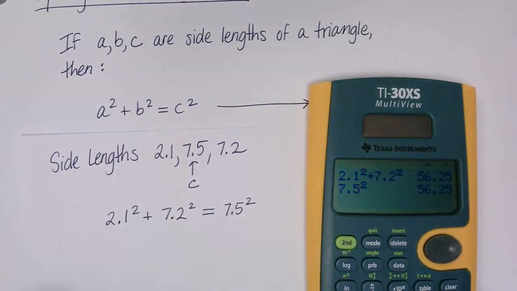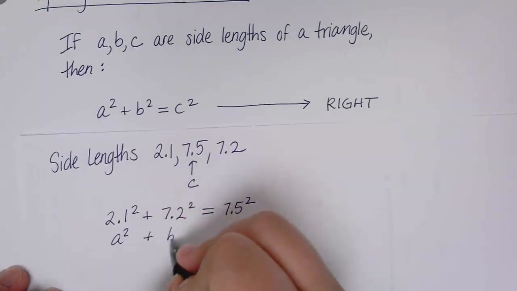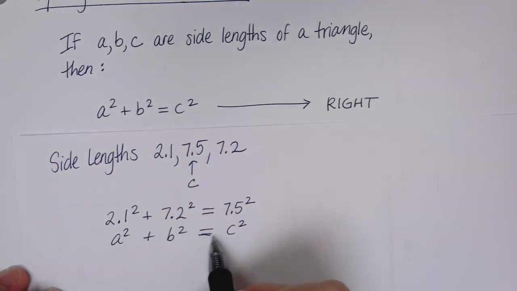So yes, this would be a right triangle because a squared plus b squared equals c squared. And by equals, I'm talking about exactly, not rounds to be the same, not almost the same. It has to be exactly the same.